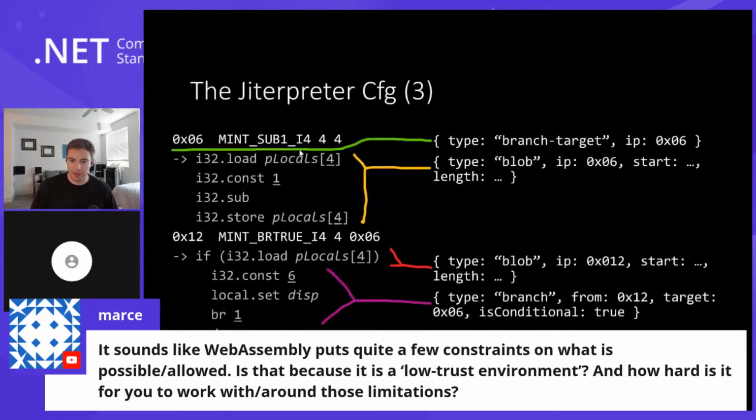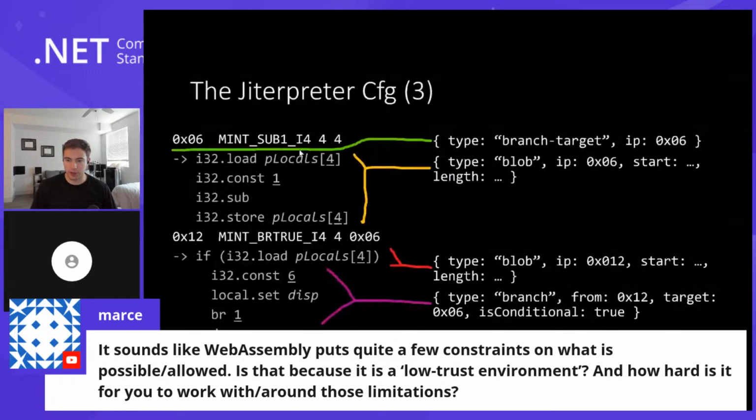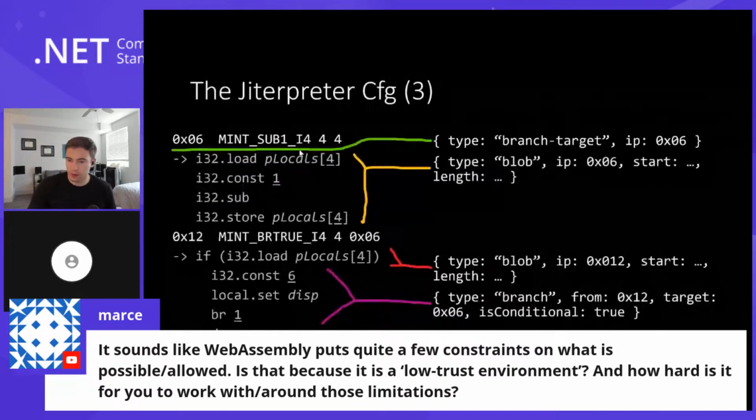So one of them is, it sounds like WebAssembly puts quite a few constraints on what is possible and allowed. Is that because it is a low trust environment, and how hard is it for you to work with and around those limitations? Yes, it's because it's a low trust environment, and that extends beyond. It's not just that they won't let you do unsafe things, but they also don't trust you to generate good code. So the structured control flow constraint isn't something that's necessary for your code to be safe.